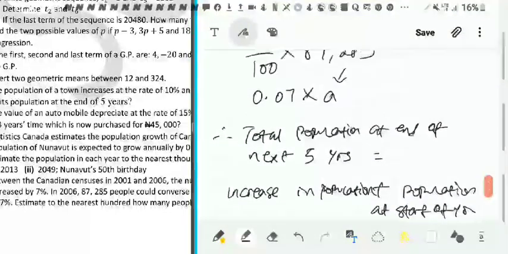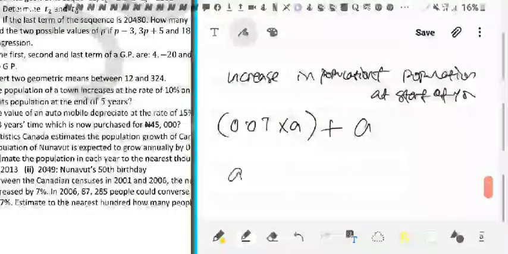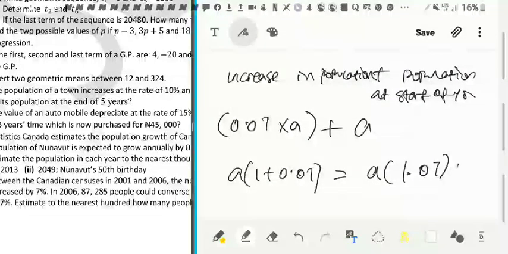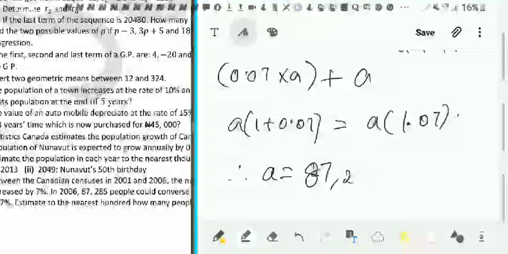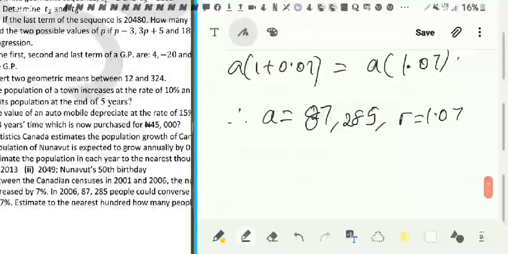That will be equal to what? What's the increase? The increase is 0.07 times A, plus the population at the start of the year, which is A. If you factorize, A open bracket 1 plus 0.07, which is equal to A open bracket 1.07. Okay, so therefore A is 87,285, and our R is 1.07.